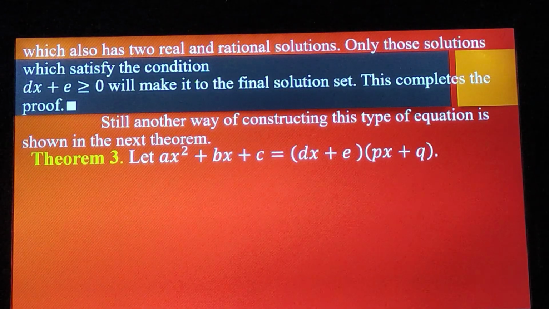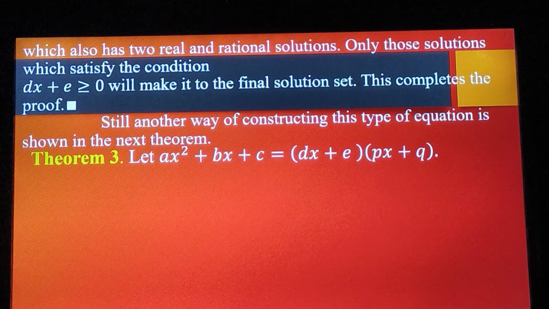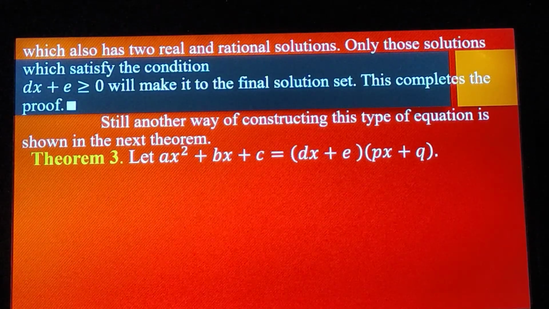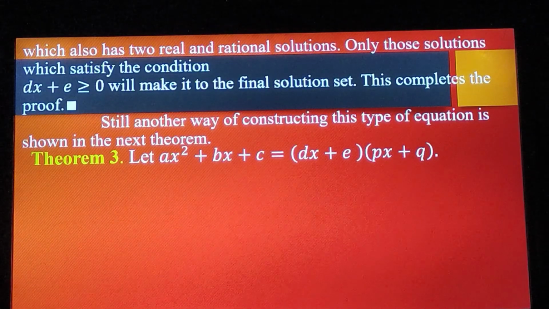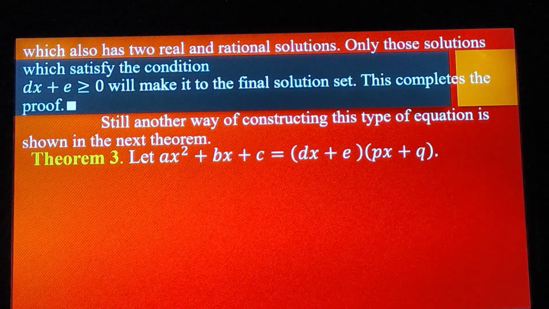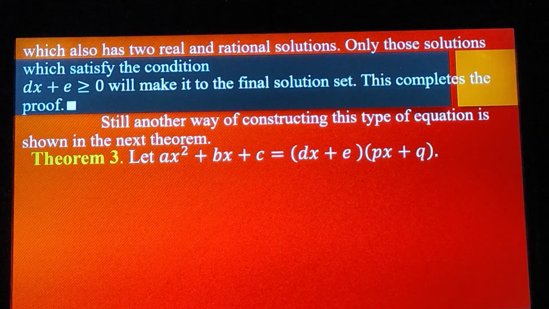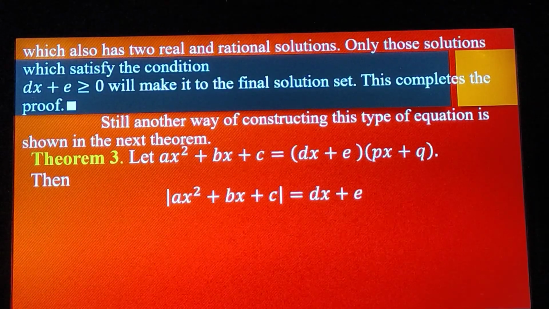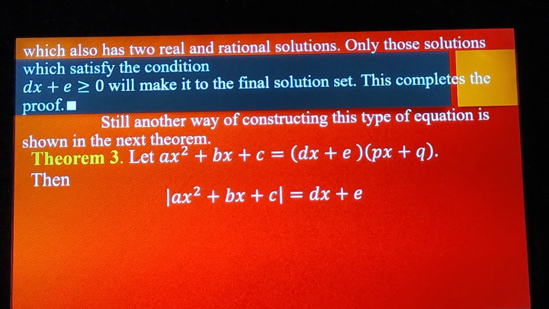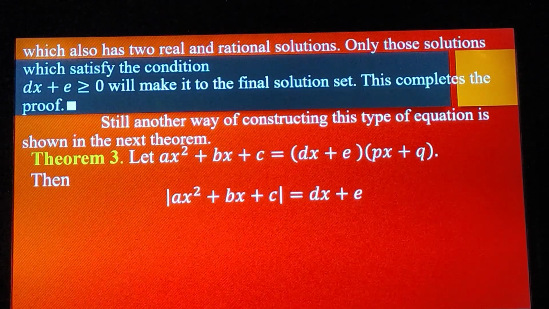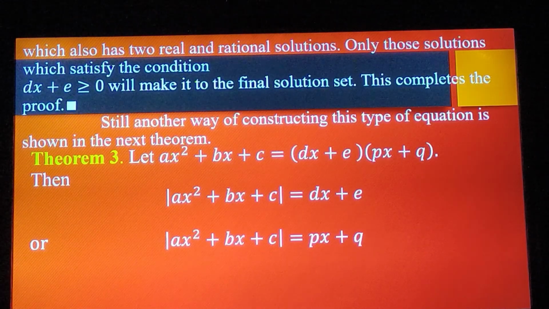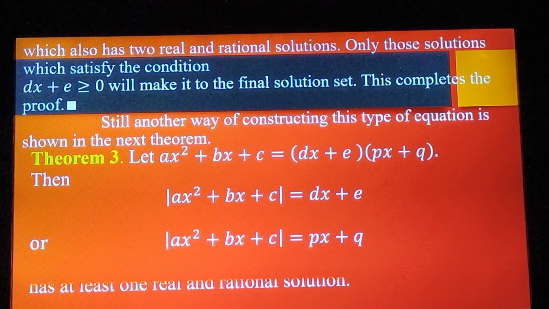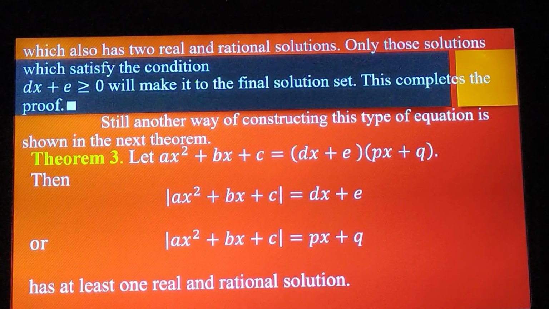Still, another way of constructing this type of equation is shown in the next theorem. Let ax squared plus bx plus c equals dx plus e times bx plus q. Then this equation, absolute value of ax squared plus bx plus c equals dx plus e, or the other one, ax squared plus bx plus c equals bx plus q, has at least one real and rational solution.